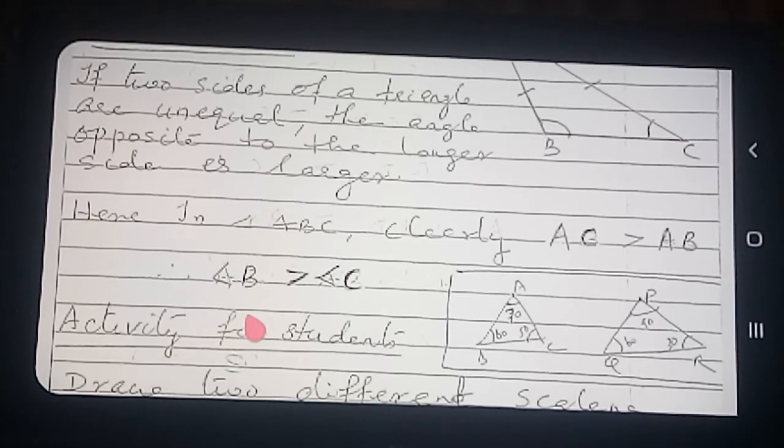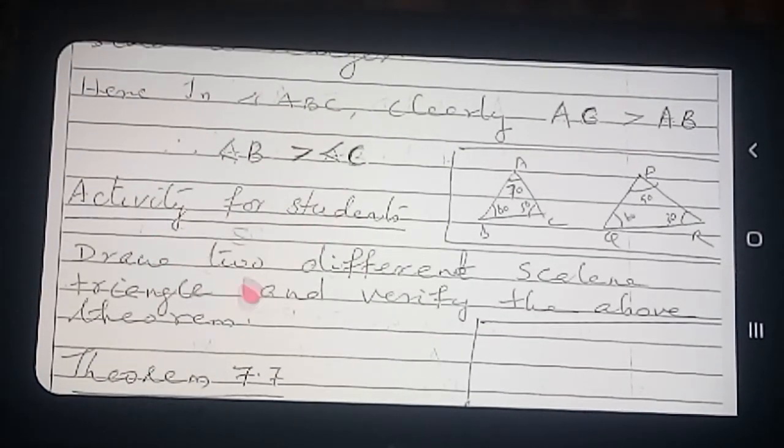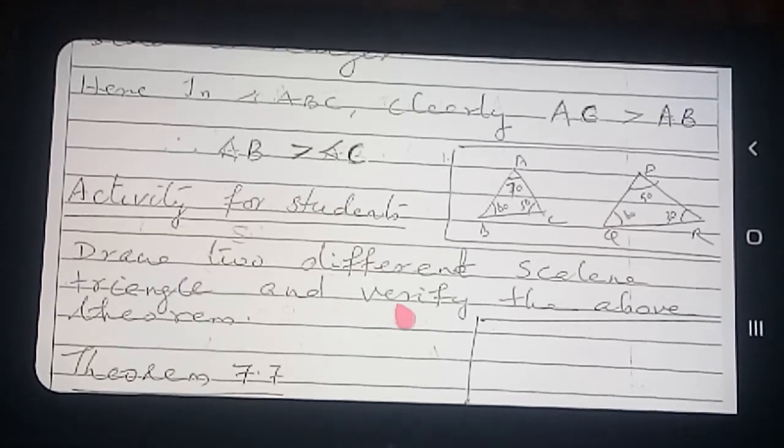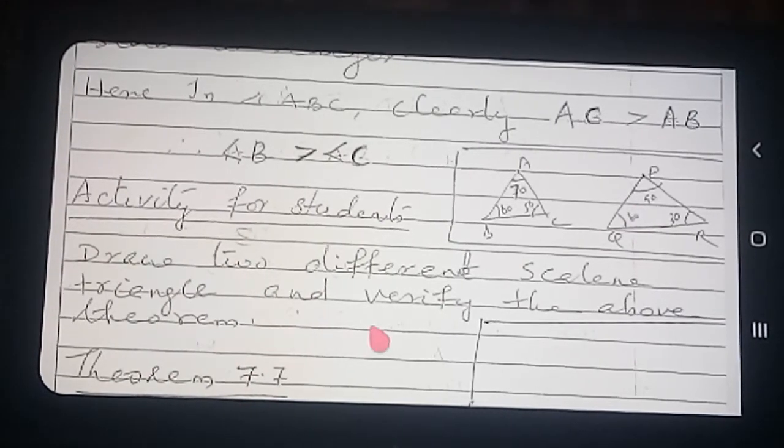Okay. So I have given some activities for you. See here what I have written. Activity for the students: draw two different scalene triangles. Scalene triangle means all three sides are different. Then verify the above result and the coming result also, theorem 7.7 and theorem 7.6. After drawing two triangles, measure the lengths of the sides and also measure the angles with the protractor. So you yourself verify whether it is correct or not. Then you can confirm.